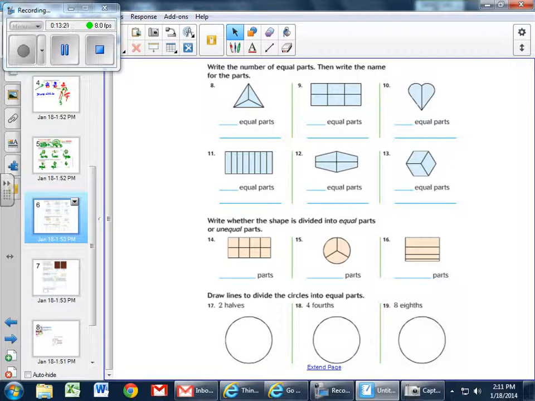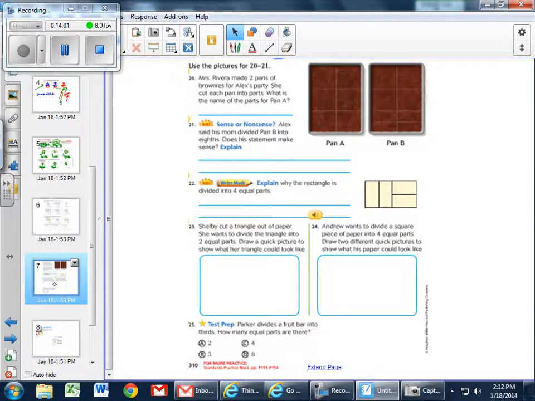Then on number 14, 15, and 16, it wants you again to look at, are they equal or unequal parts? And just writing those words of equal or unequal on the blue line. And number 17, 18, and 19. You may need to either use part of your math folder or a straight edge to do number 17, 18. Draw lines to divide the circle into equal parts. Number 17, it wants you to make 2 halves, so you should have 2 pieces. Number 18, it wants you to make 4 fourths, so you should have 4 pieces. And number 19, it wants you to make 8 eighths, so you should have 8 pieces. Okay, so again, you're going to come back and do that after we do this page.